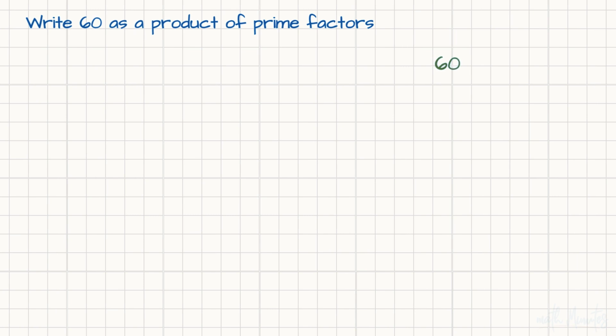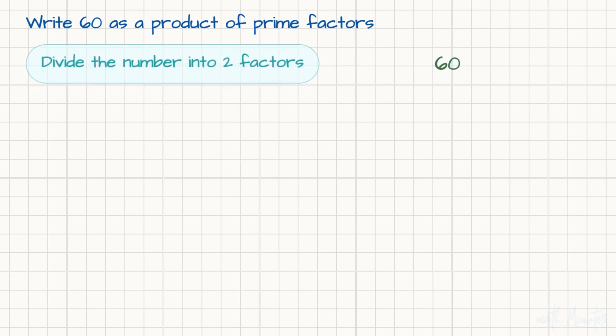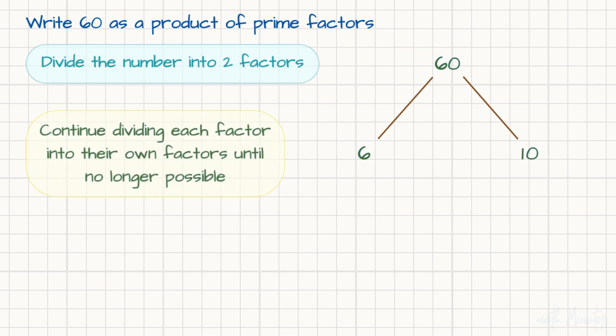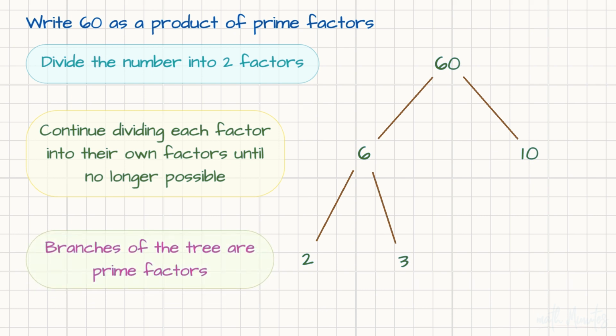Let's demonstrate this with an example and take the number 60. We find any factor pair, so in this case, let's use 6 and 10. Neither of these are prime, so we find factors of both 6 and 10. Since 6 is divisible by 2, it branches down to the factors 2 and 3. Both numbers are prime, so we make sure we circle both. Since 10 is divisible by 2, it branches down to the factors 2 and 5, both of which are prime, so we circle them too.